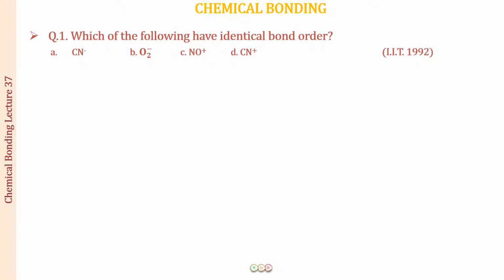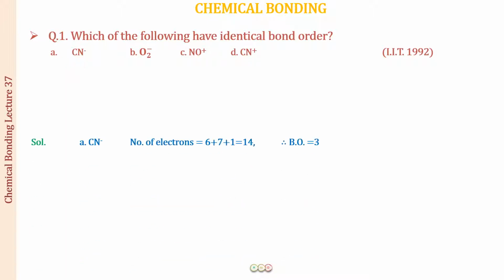So the first question we have is: which of the following have identical bond order? This question was asked for the IIT entrance exam in the year 1992, and the choices are CN negative, O2 negative, NO positive and CN positive. Here you are again going to remember that we will be calculating the total number of electrons, and all the isoelectronic species will have the same bond orders. So only the number of electrons and the corresponding bond order will give you the bond order for these ions as well.